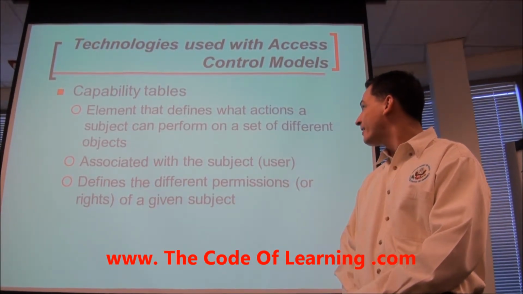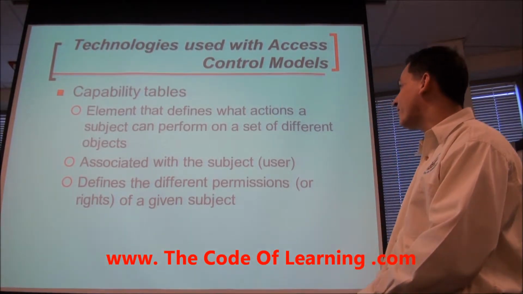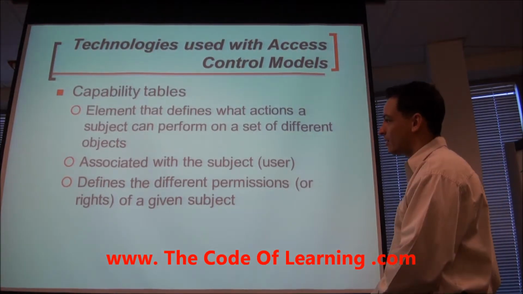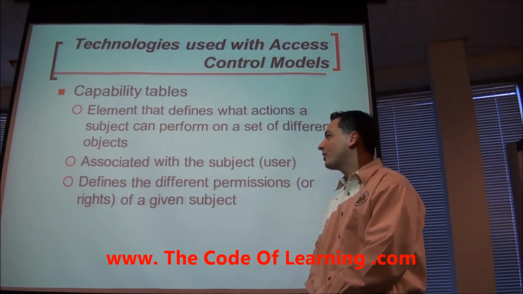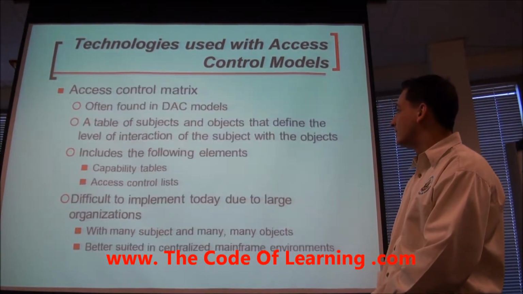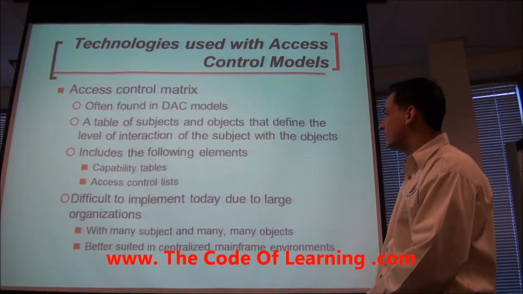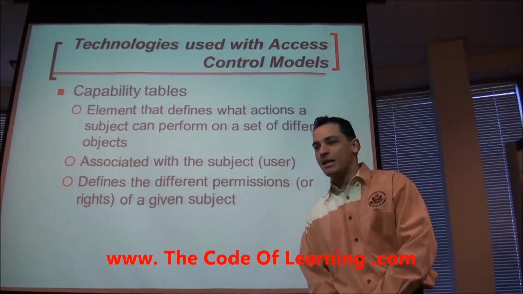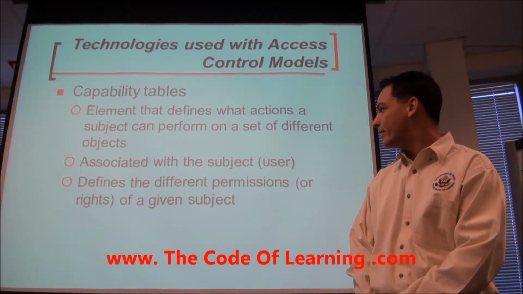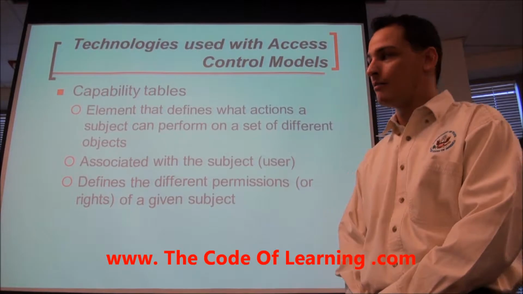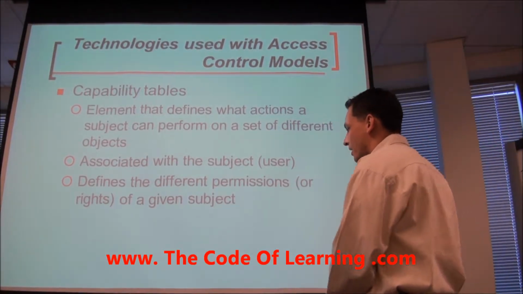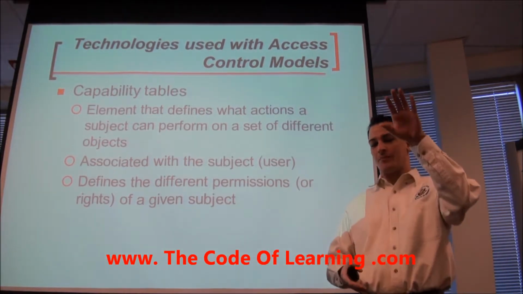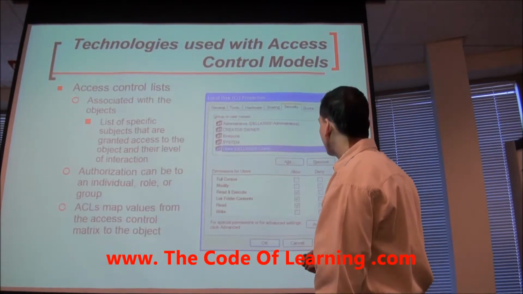Then you got capability tables, an element that defines what actions a subject can perform on a different set of objects. So I'll show you this in a second here. The easiest way to describe this is the capability of the user is really the row in a spreadsheet.